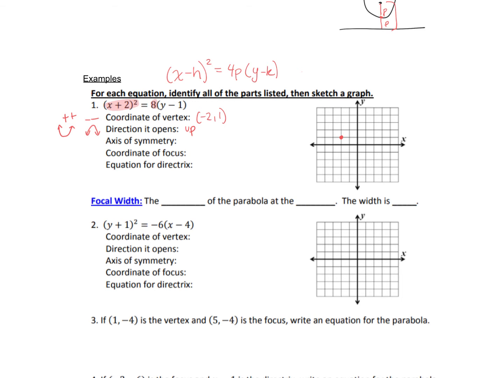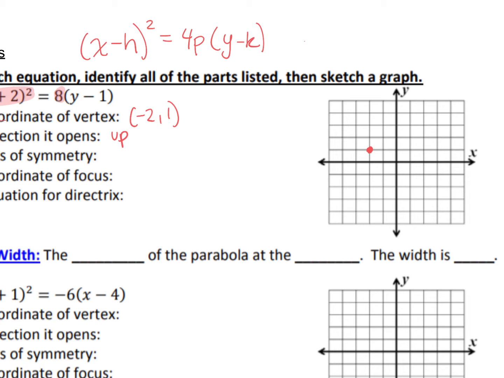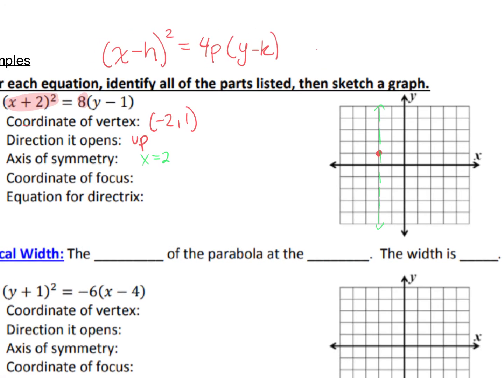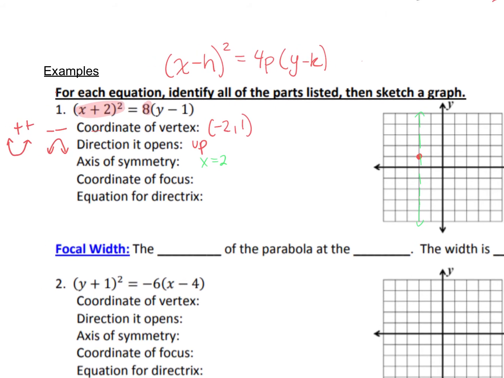Okay. The axis of symmetry, I know is going to go straight through that vertex. So the axis of symmetry, I can go ahead and label right here, going straight through that vertex. That's going to be the line x equals negative 2. That's our axis of symmetry. Now we're going to look at the coordinate of the focus. Well, before I figure out the coordinate of the focus, I need to first figure out the value of p. So that's what I'm going to do right now.